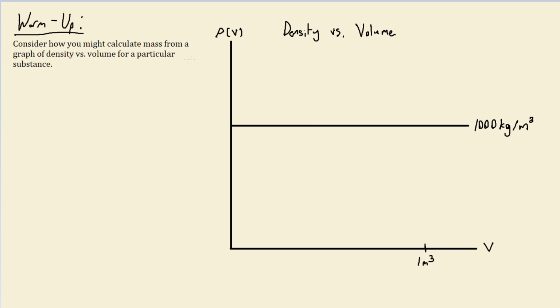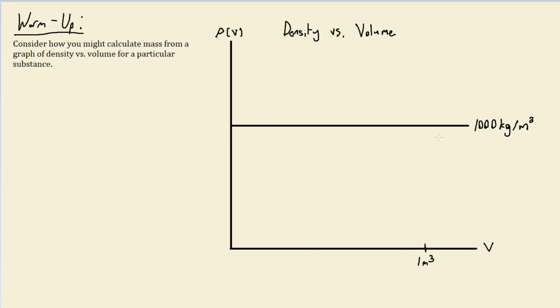And if you wanted to calculate the mass, obviously you could just use the equation for density. This is like a 5th grade science problem. You just say that density is mass divided by volume. So mass would be density times volume. And if you wanted the mass of 1 meters cubed of water, you would just multiply the density by 1 meter cubed and you would get 1,000 kilograms. Very easy.